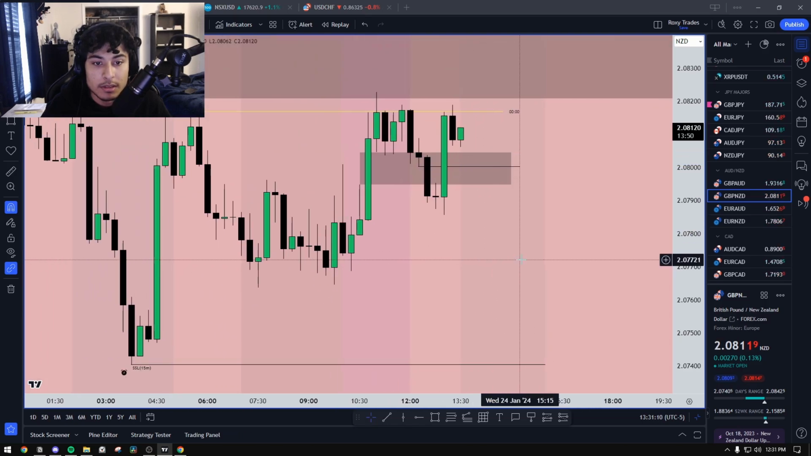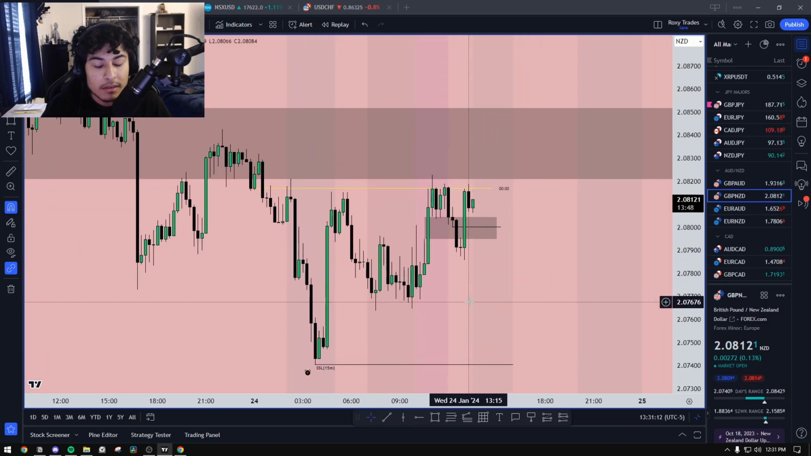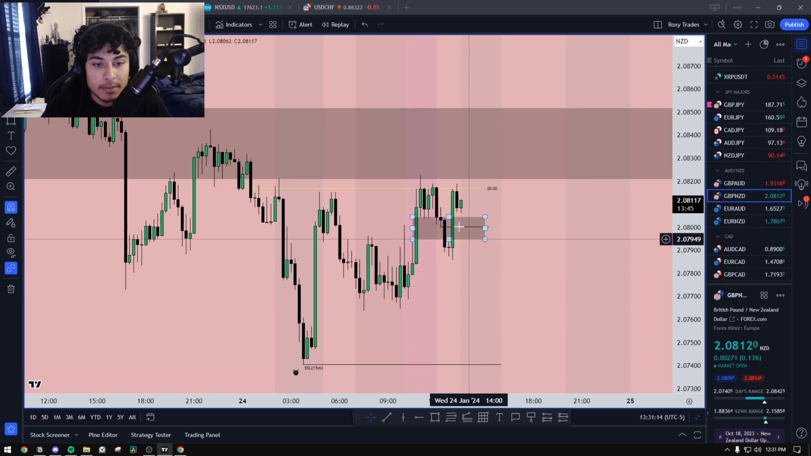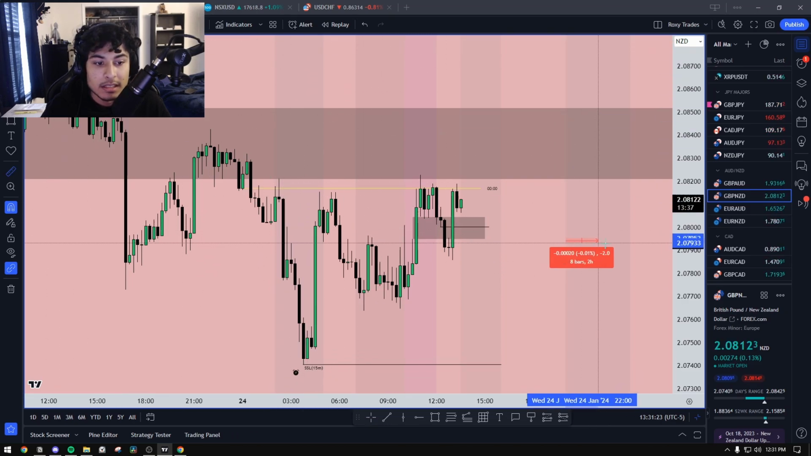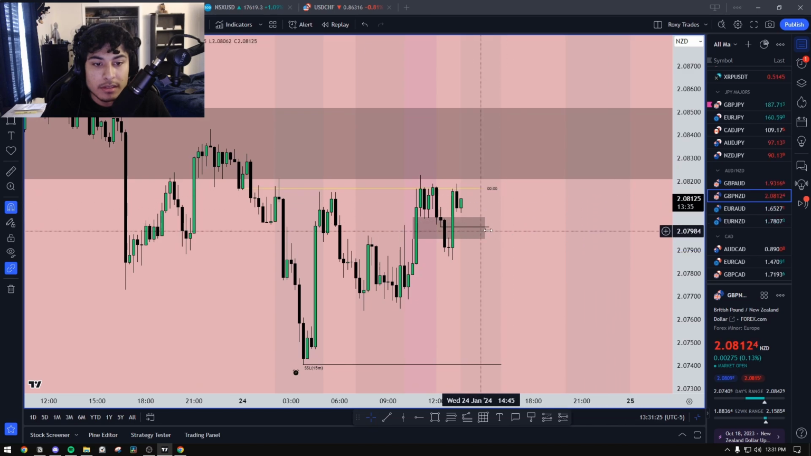It was during New York lunch, which is something I don't ever trade. And the PM session too. This is PM session mainly for indices, but even then, this pair GBP is for London session. NZD is basically Asia session. So I was trading this completely wrong.